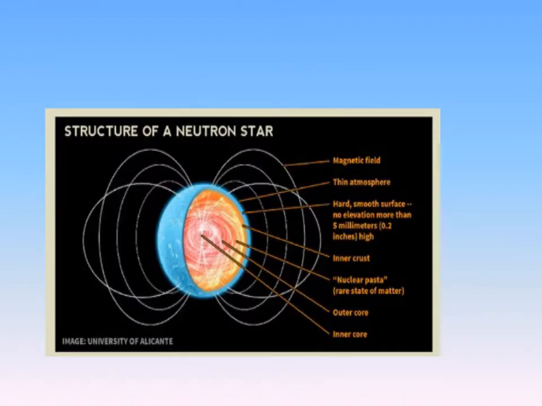So here we have the internal structure of a neutron star. We can see these imaged magnetic field lines intersecting the poles. That doesn't necessarily mean it's the rotational axis, but that represents the magnetic field. We can see this thin atmosphere. Think about a crust, a nuclear plasma or pasta, and then the core regions.